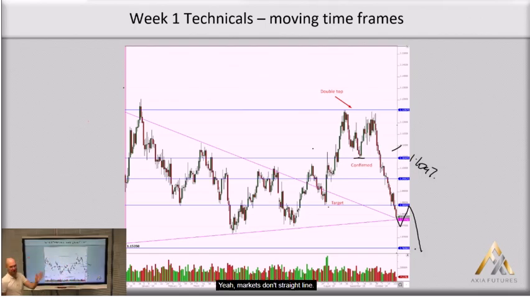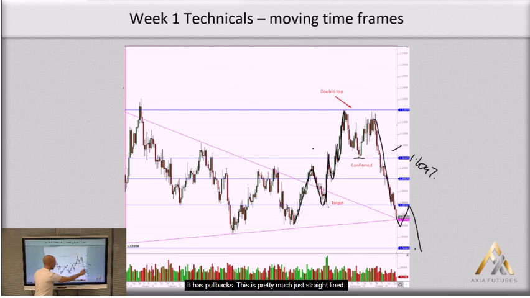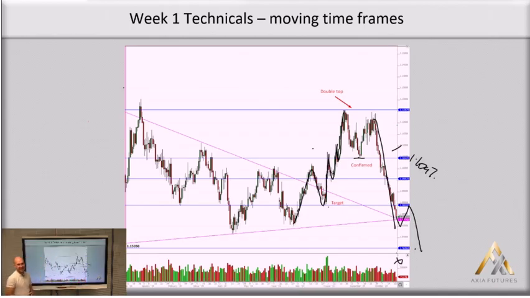Markets don't straight line. You look at all of the rest of these moves, it will have some degree of pullback in it. You look even at something like this, it's up, down, up, down. It has pullback. This is pretty much just straight lined. It's due a pullback. It's a horrible phrase because you could still be saying that down here. Oh, it's due a pullback.